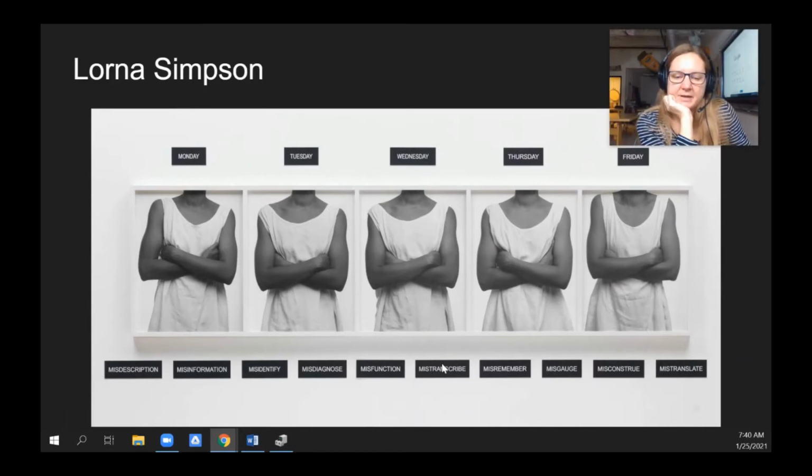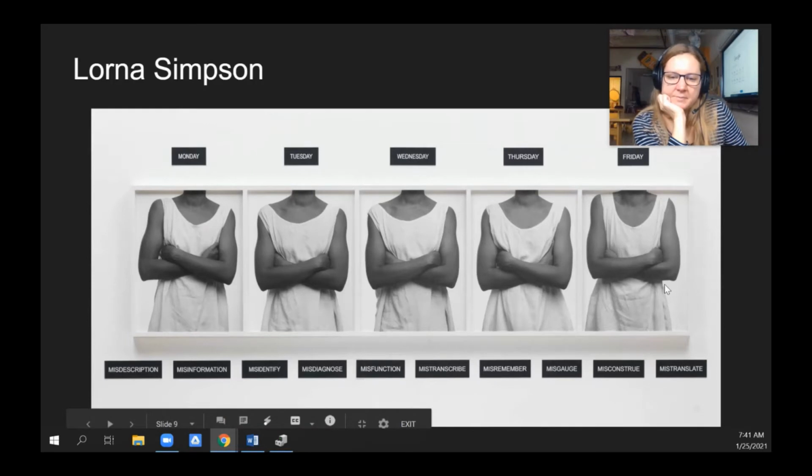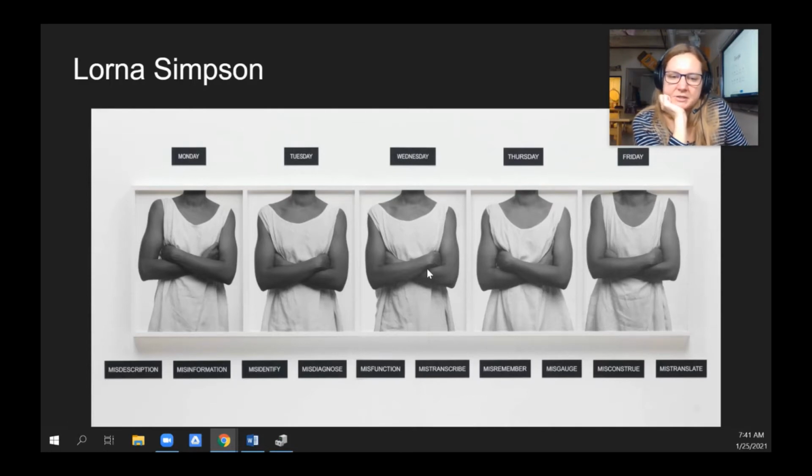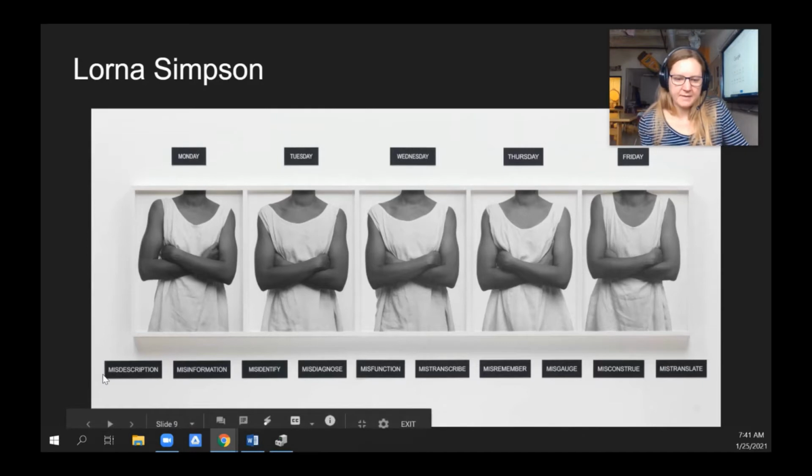One of my favorite artists is Lorna Simpson. And I bring her up because she did several diptychs, and we're going to look at some of them, but this is one of her most famous artworks here. You can see there are 5 pictures of a woman crossing her arms, in particular, a Black woman crossing her arms. And every single picture is slightly different. You can tell that it's the same person, but it's slightly different. You can tell that there are 5 days of the week up here, which are the 5 work days of the week. And then you have a series of words underneath.